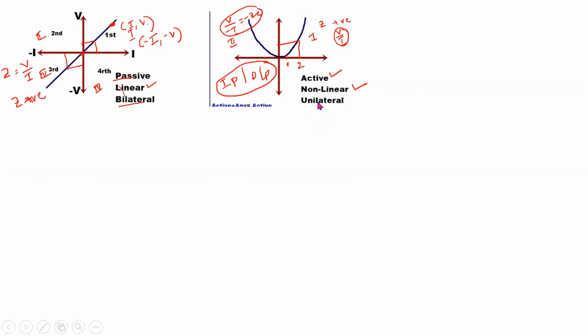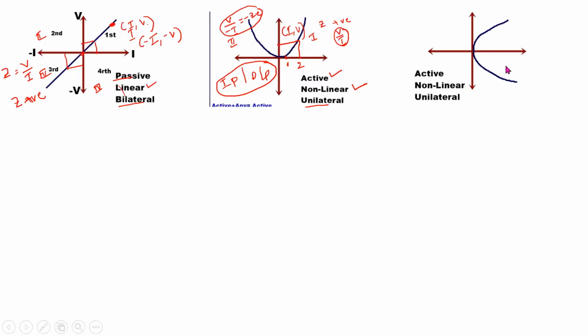It is said that it is unilateral. Take any value, take any point, say I and V. Corresponding minus I and minus V, we don't find a symmetric value. So it is unilateral.